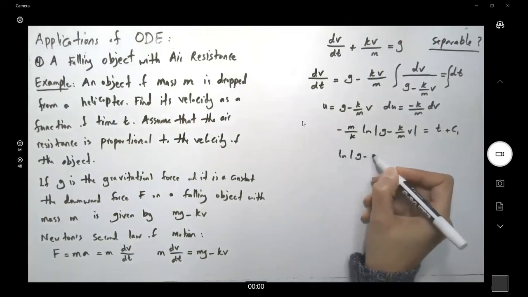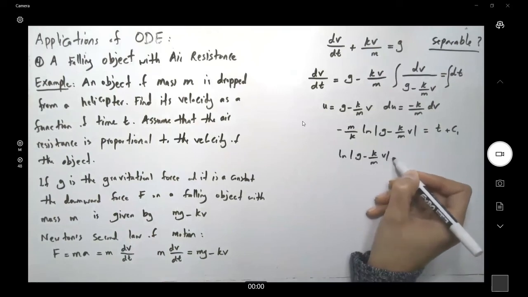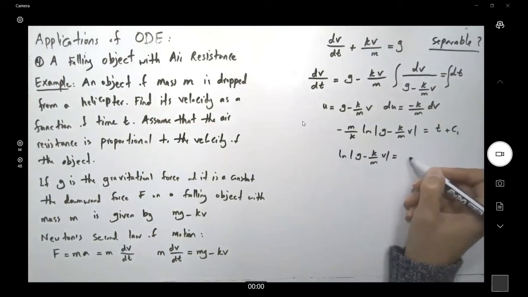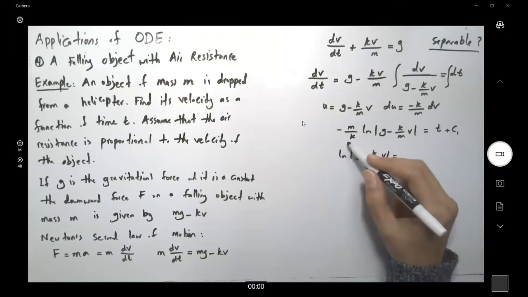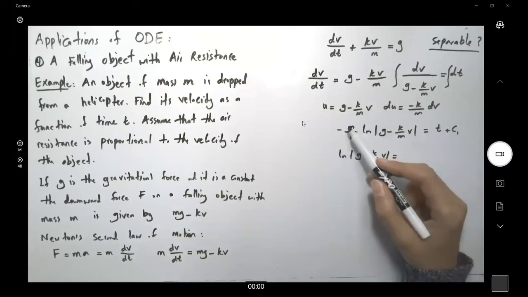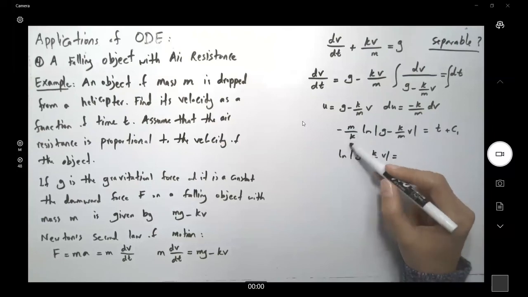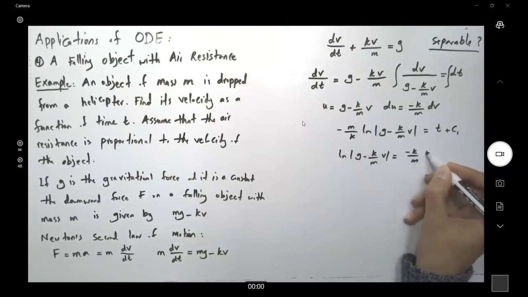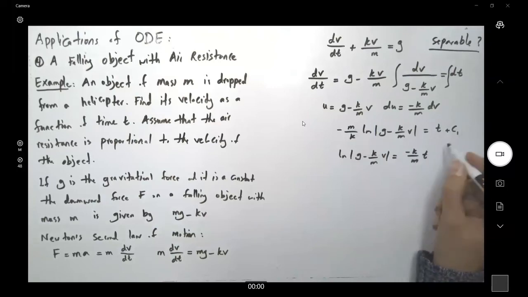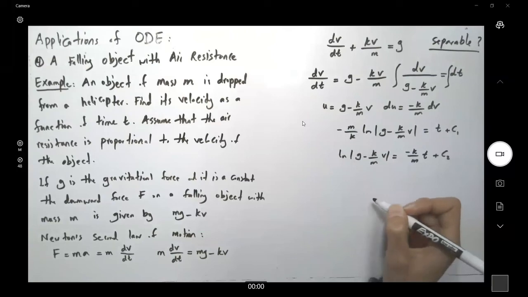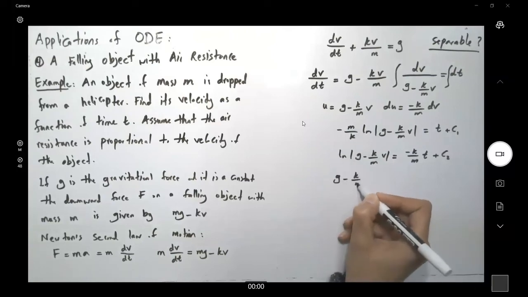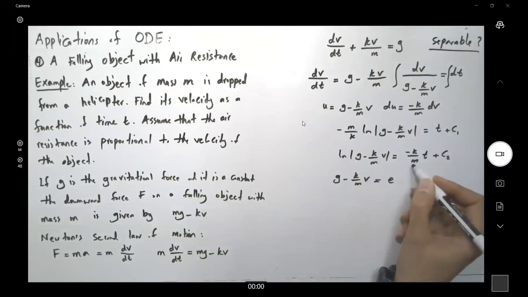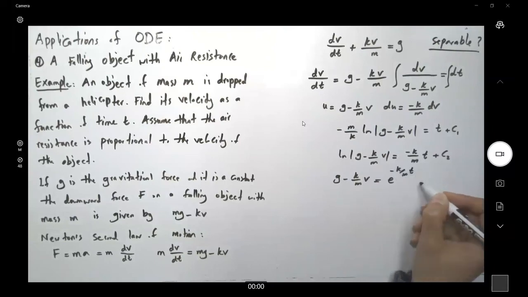ln of the absolute value of g minus (k/m)v is equal to, we can divide both sides by negative m/k, or just multiply by negative k/m. So this becomes negative (k/m)t, and this new constant, let's call it c sub 2. g minus (k/m)v is equal to e to the power negative (k/m)t times e to the power c sub 2. Let us call it, for example, c.